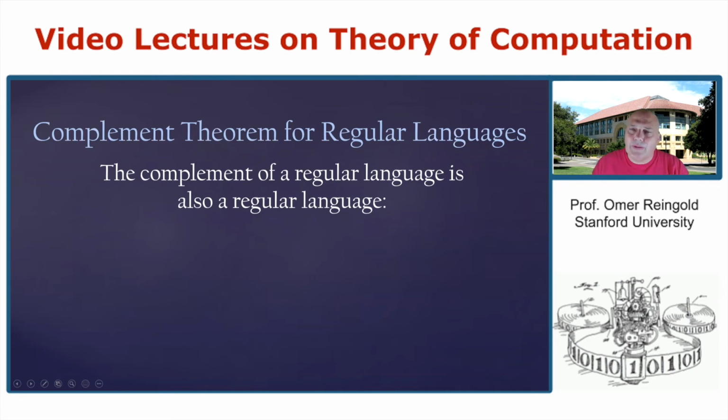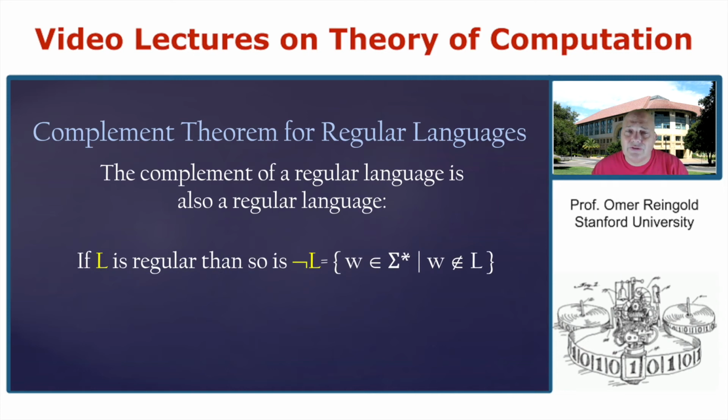What about the complement theorem for regular languages? This is the third closure property. The complement of a regular language is also a regular language. So if L is regular, then we want to say that not L is also regular. And how will we do that? Well, we'll take the automata M that accepts L, and we're going to revise it to be an automata that accepts not L. What would that automata be? Well, we're going to change every accept state to a reject state and every reject state to an accept state.